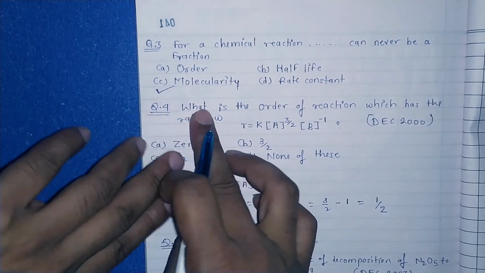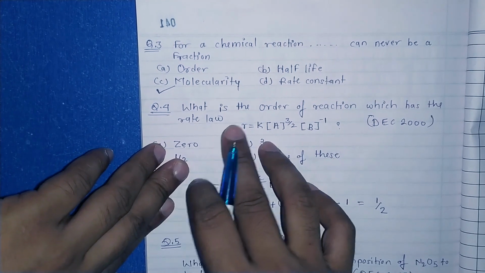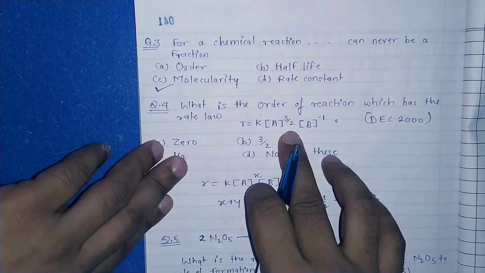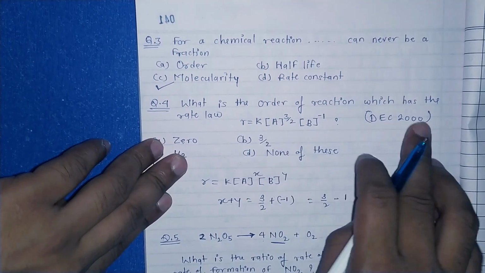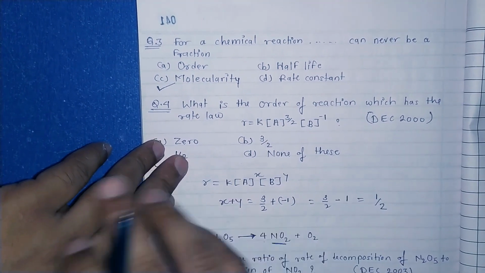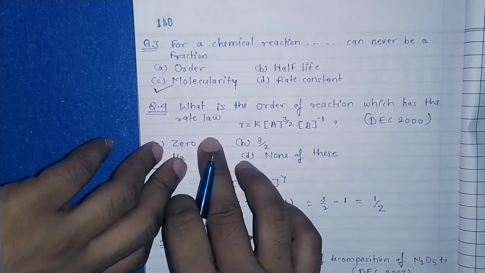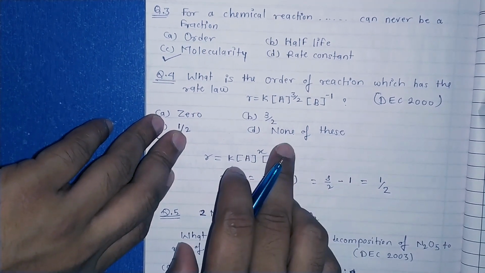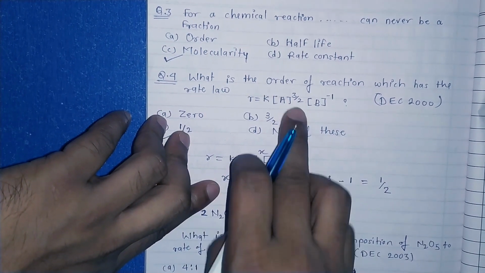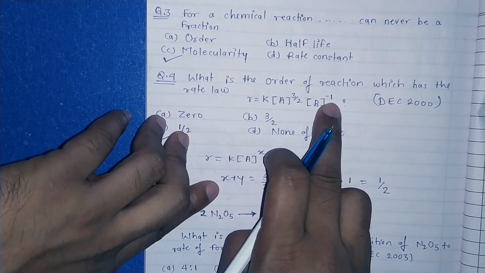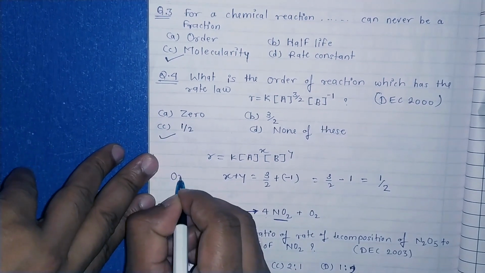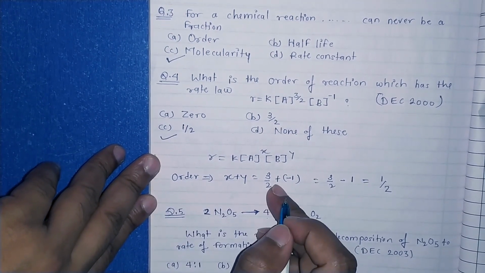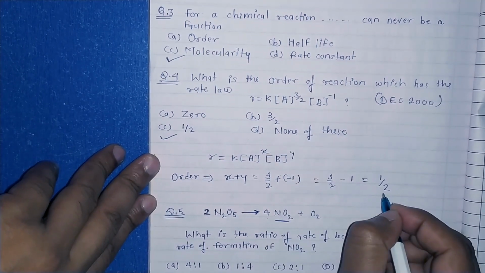Okay students, now coming to the next question. What is the order of the reaction which has this rate law? Okay, and this question was asked in December 2000. So students, as we know the basics of rate law, that is k a to the power x b to the power y. Now here x is 3/2 and y is -1/2, and you know that order is x plus y. Okay, so here 3/2 plus -1/2 will be 1/2.